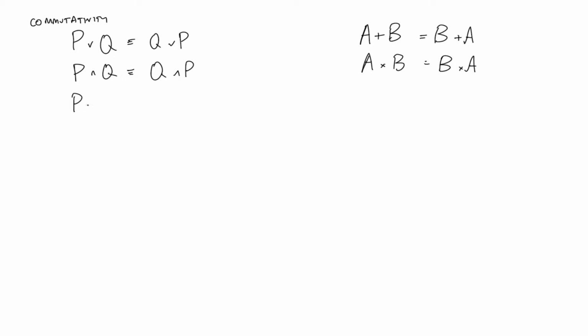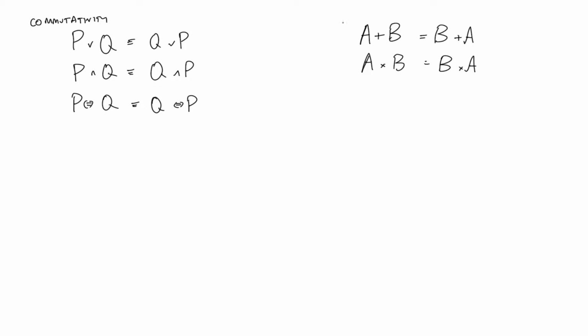Also, P if and only if Q is logically equivalent to Q if and only if P. And both of these should make intuitive sense. And is true if both of the inputs are true, so it shouldn't matter which order I give the inputs in. If and only if is true if both of the inputs are the same, so it shouldn't matter again which order I give them in.